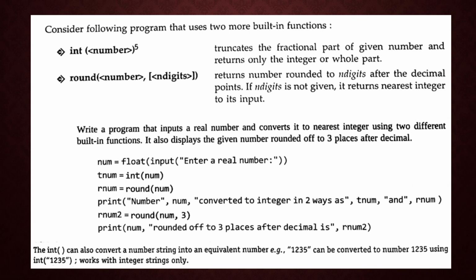Next, rnum equal to round(num, 3). So it will round off to 3 places. 12.5 will display 12.500 like this. If the given number is 12.5639, it becomes 12.564 only. So the given number is rounded off to 3 places. Print the number num. Convert it to integer in 2 ways: one is tnum and the other is rnum.